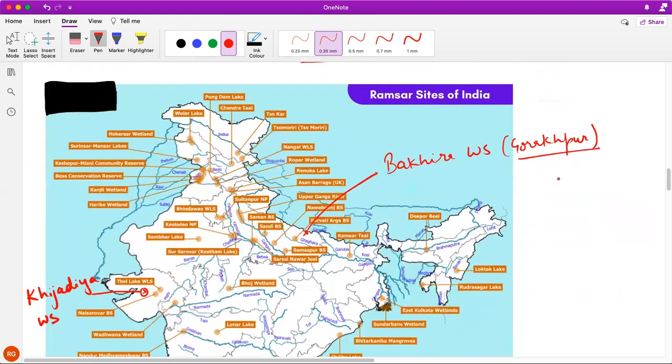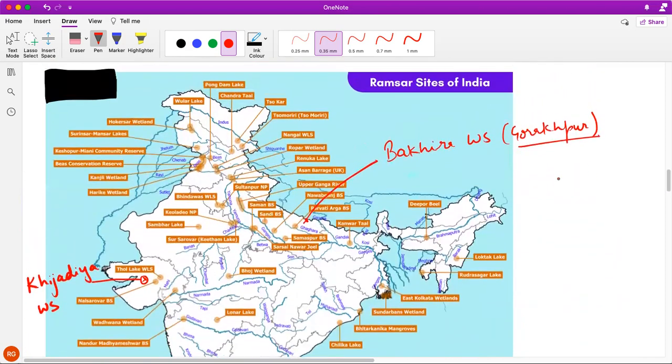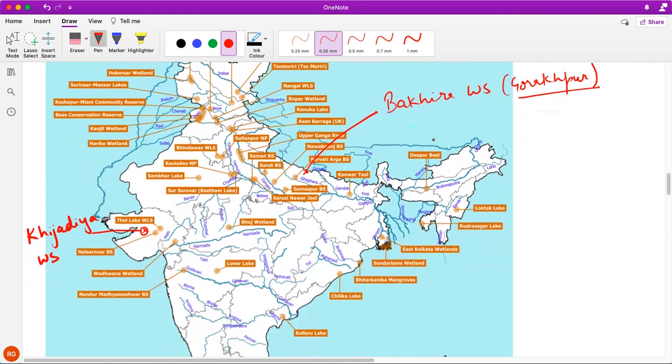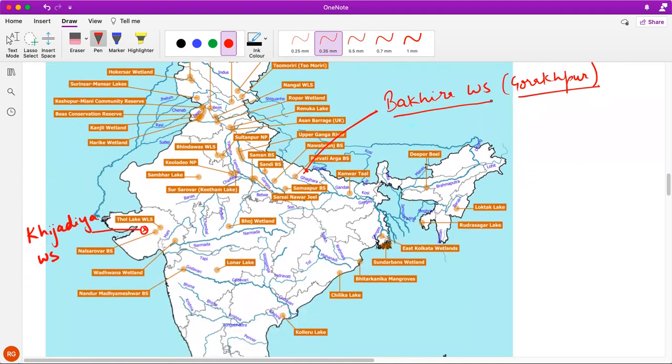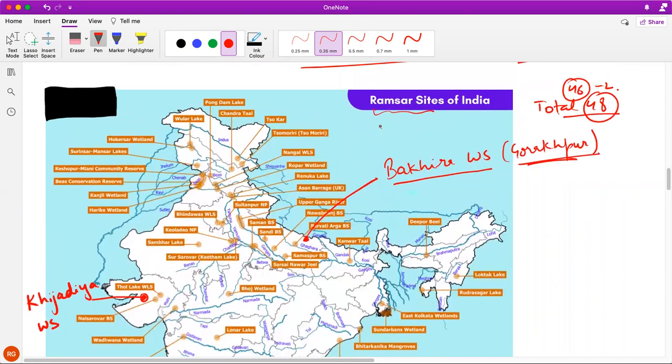Okay, then another fact that you need to be aware of: there are a few Ramsar sites. Now total Ramsar sites are 48. Earlier there were 46, but recently on the 2nd February 2022, two more have been identified. Okay, which are those? We have identified Bakhira Wildlife Sanctuary in the Gorakhpur area, and Khijadia Wildlife Sanctuary in the Gujarat region. These two have been added to the earlier Ramsar sites. Earlier there were 46, now 48.